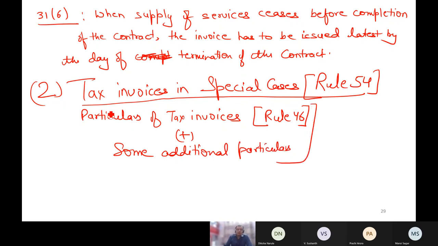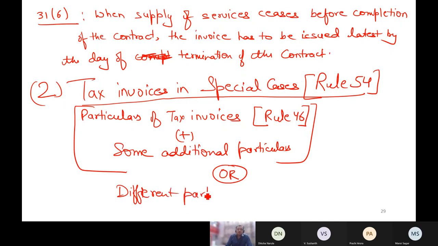Or what? There are some special cases where altogether different particulars of tax invoice are required. So ignore rule 46 here. Rule 54 says in some cases I will tell you what to be mentioned in tax invoices, and not rule 46.